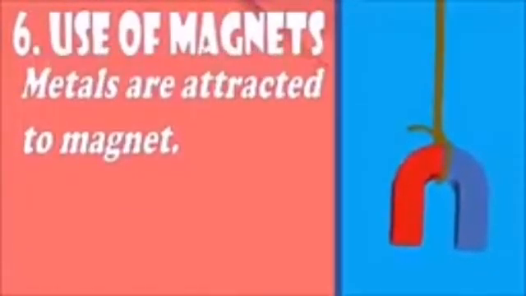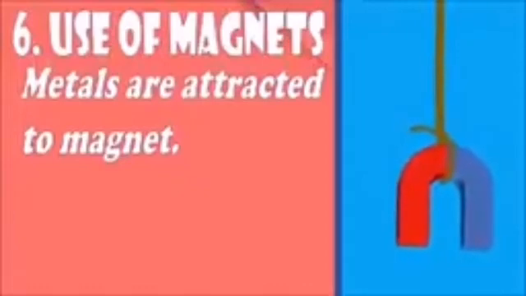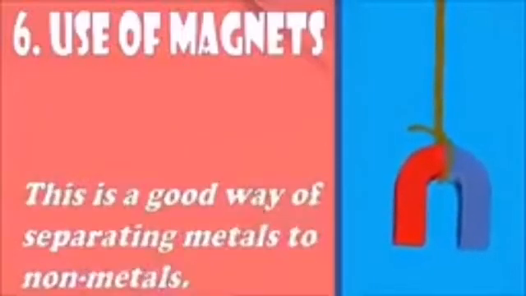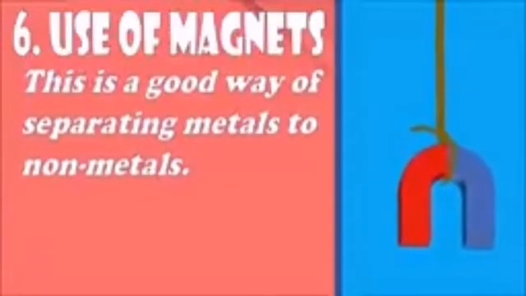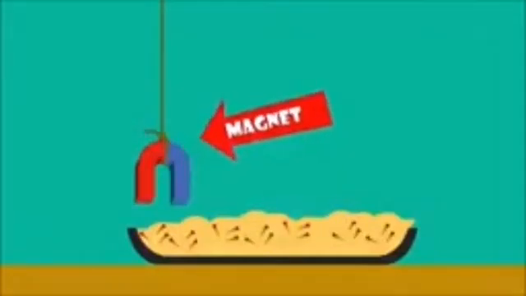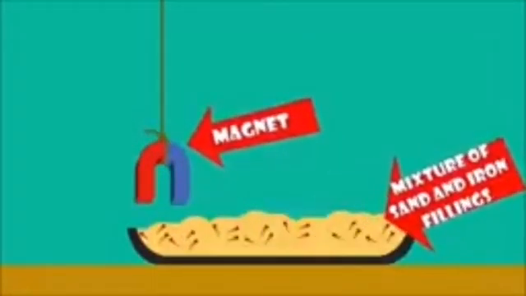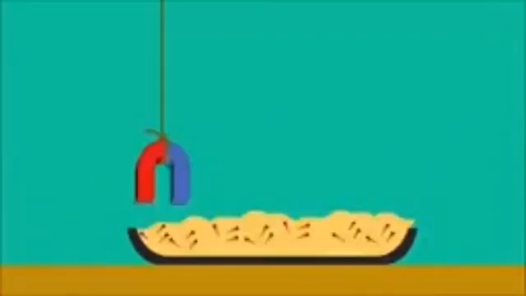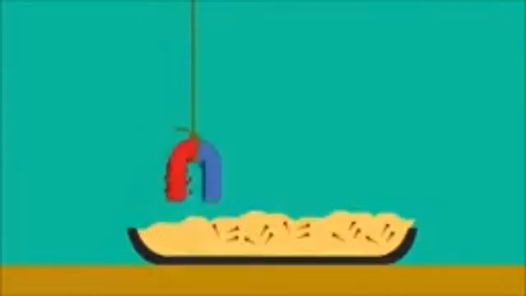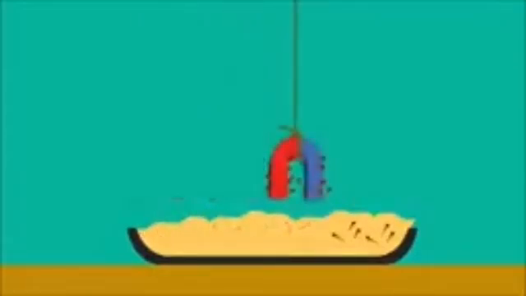Number 6. Separating mixtures by the use of magnets. We know that metals are attracted to magnets, while non-metals are not. Therefore, this is a good way of separating metals from non-metals. An example is the mixture of sand and iron filings. Here, iron filings can be attracted to a magnet, while sand is not. Therefore, hover a magnet over the surface of the mixture. The magnet attracts the iron filings, leaving the sand on the surface.